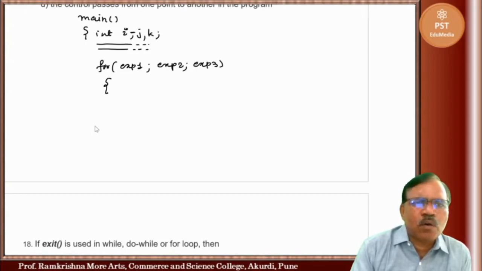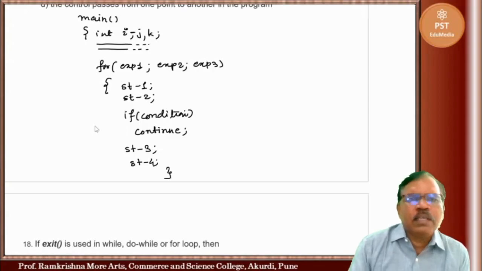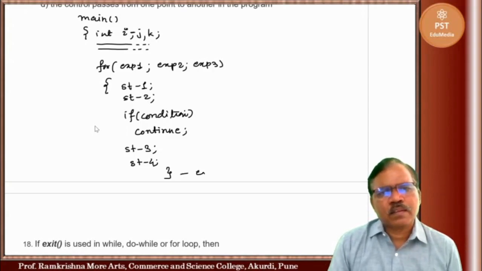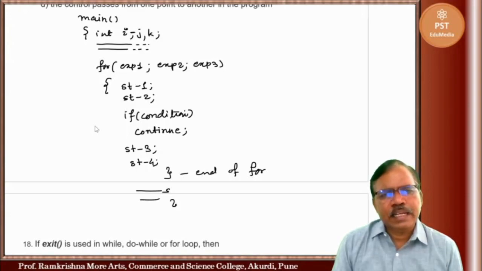Then here for loop, here I can take statement 1, statement 2, then I can take if, here some condition, then here I can use continue, then I can have statement 3, statement 4, here end of for. And then here some statements and here then end of main.